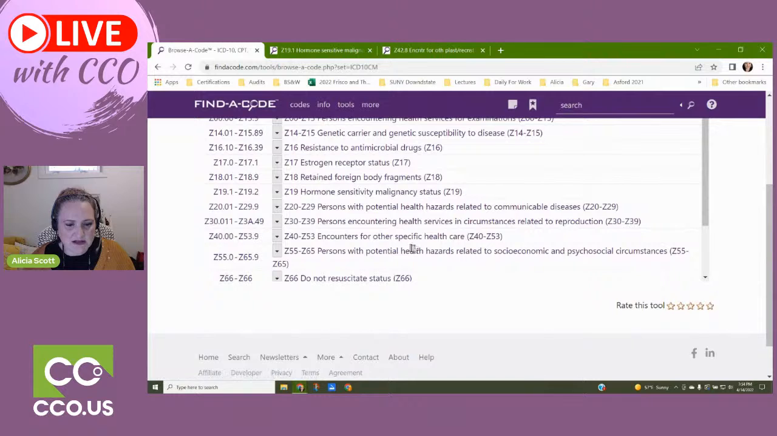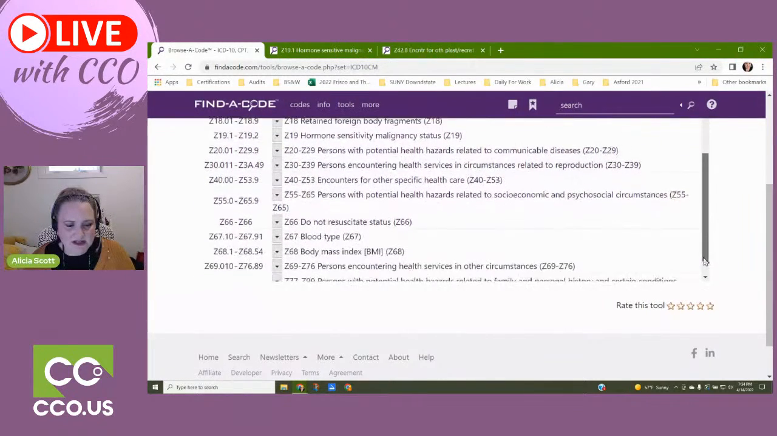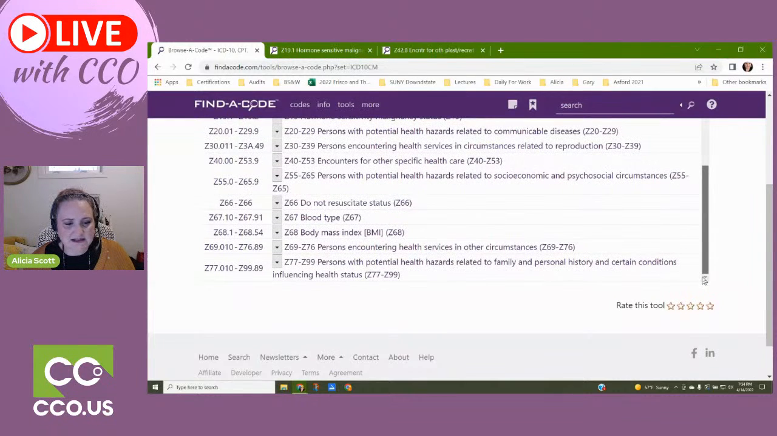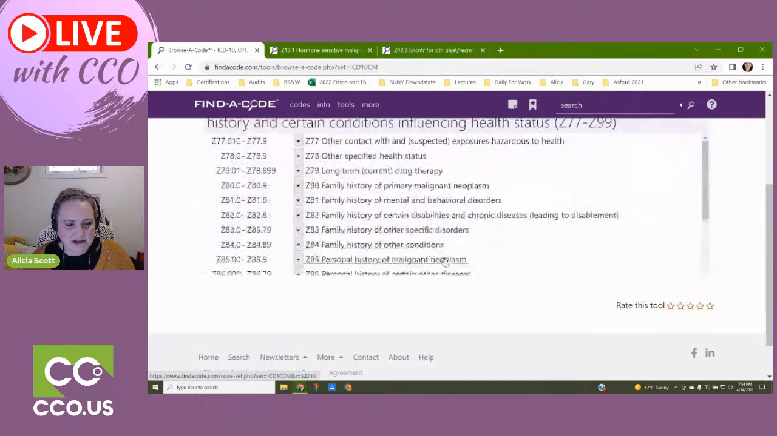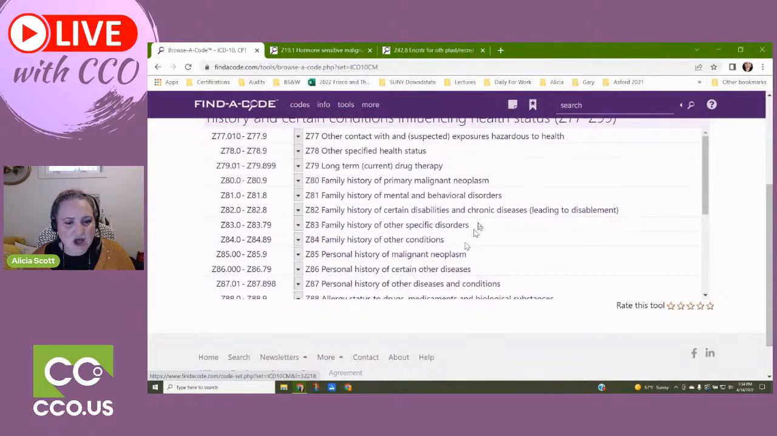Now we've already gotten to specific socioeconomic, do not resuscitate, body mass index, health hazards. Let's look at these in more specificity. Long-term current drug therapy. Remember, we have Z79, where Z79.4 is long-term use of insulin. We've got long-term use of anticoagulants. We've got long-term oral anti-diabetic medications.